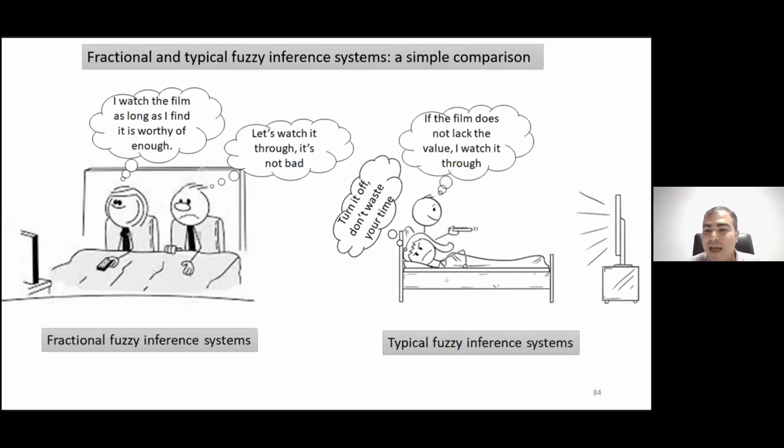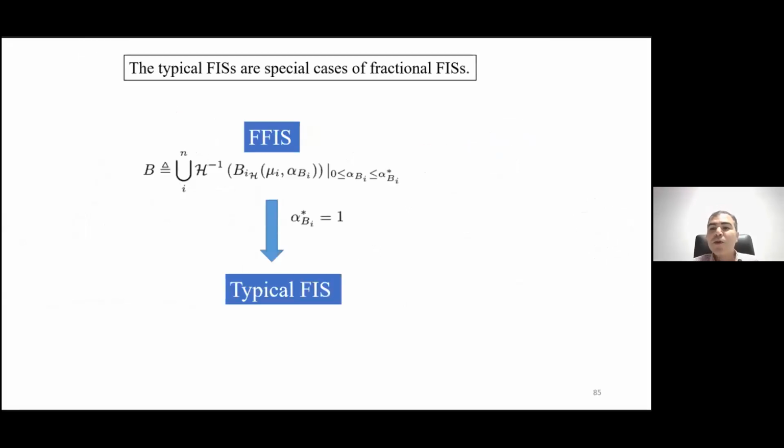Here, that man's behavior in reasoning might be viewed as similar to the reasoning mechanism of a typical fuzzy inference system. One of the key points is that as the fractional indices, or the order of a fractional fuzzy inference system, approach one, or all the fractional indices assume unity, then the fractional fuzzy inference systems are reduced to typical fuzzy inference systems. So the typical fuzzy inference systems are a very special case of fractional fuzzy inference systems.